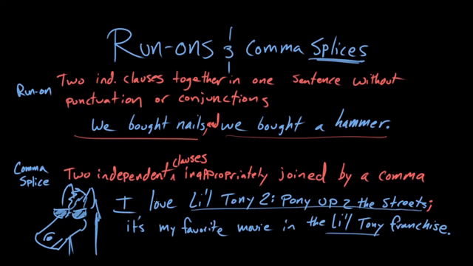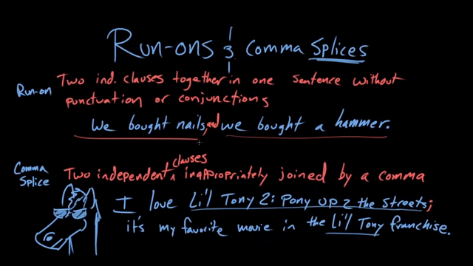Totally. So to review, when you're looking at a run-on, you're looking at two independent clauses that are together in one sentence that are joined inappropriately without punctuation or conjunctions. So we bought nails, we bought a hammer. There's not really a place to know where the division between clauses is in that. And so the thing to do is to add a comma and a conjunction, or to combine them using a semicolon.